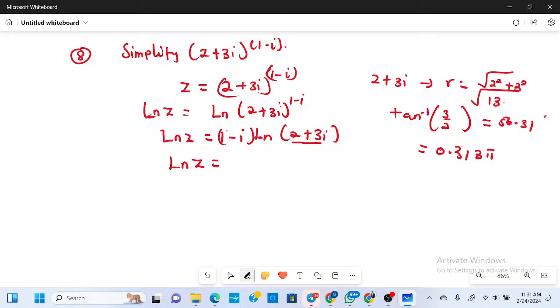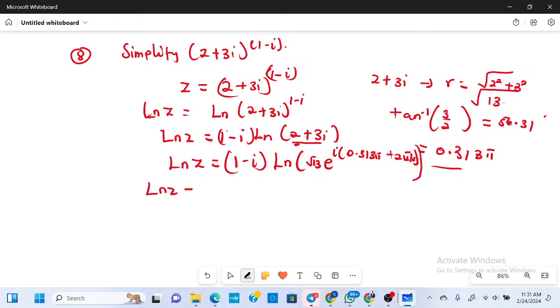So once I have this, I'll replace what I have within the argument of the natural log with this expression. So I have (1 minus i) multiplying the natural log of r, which is root of 13, multiplying e to the power i, open brackets, my theta is 0.313 pi. Then I'll use the extended argument as 2 pi k, right? So once I have this expression, ln z will be equal to this whole thing here. But first of all, let me divide it. So I have root 13 multiplying this.